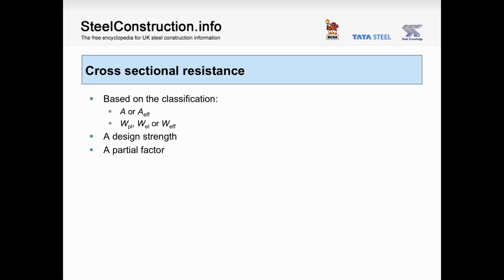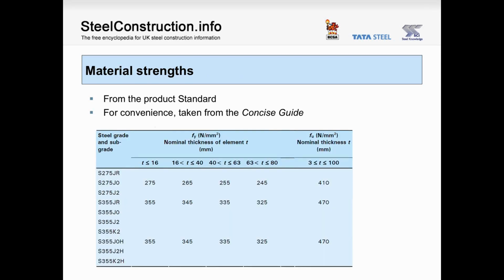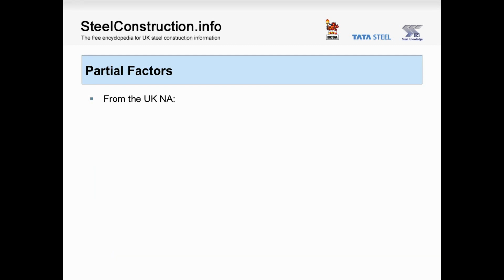We also need a design strength, and we need a partial factor. The UK National Annex says that the design strength must be taken from the product standard. So for convenience, here is an extract from the concise guide, which shows the design strengths for various material thicknesses and the ultimate strength. So for example, for S275 material, if the thickness is no greater than 16 millimeters, the design strength is 275 newtons per square millimeter. And for that very same material, the ultimate strength is 410 newtons per square millimeter.